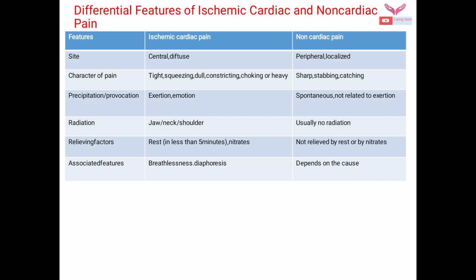How do we differentiate ischemic cardiac pain and non-cardiac pain? The ischemic cardiac pain will be central, diffuse, tight, squeezing, dull, constricting, choking. It may get precipitated by exertion, emotion. Radiation may be seen to the jaw, neck, shoulder. The relieving factor is rest in less than 5 minutes, nitrates. Associated, patient may have breathlessness, diaphoresis.